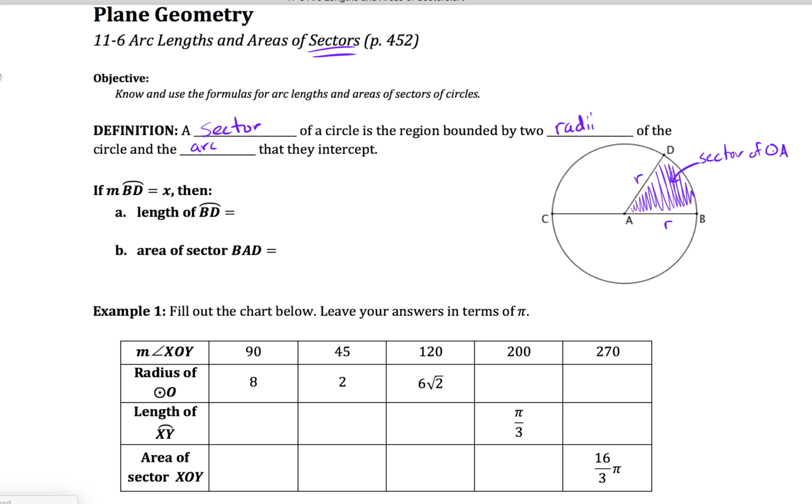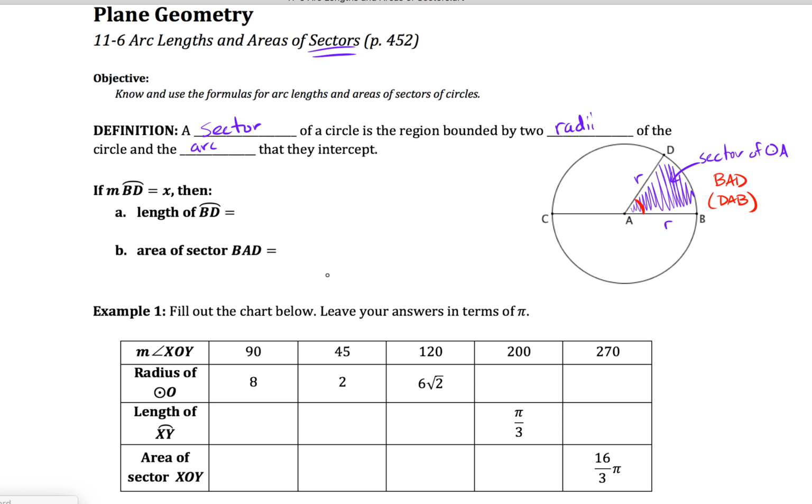You could also name that sector. You would name it by naming the central angle that the two radii create. Those two radii create this central angle right here, which is angle BAD. So that sector could be called sector BAD, or you could call it sector DAB. Of course, you could reverse those letters. So that's what a sector is.